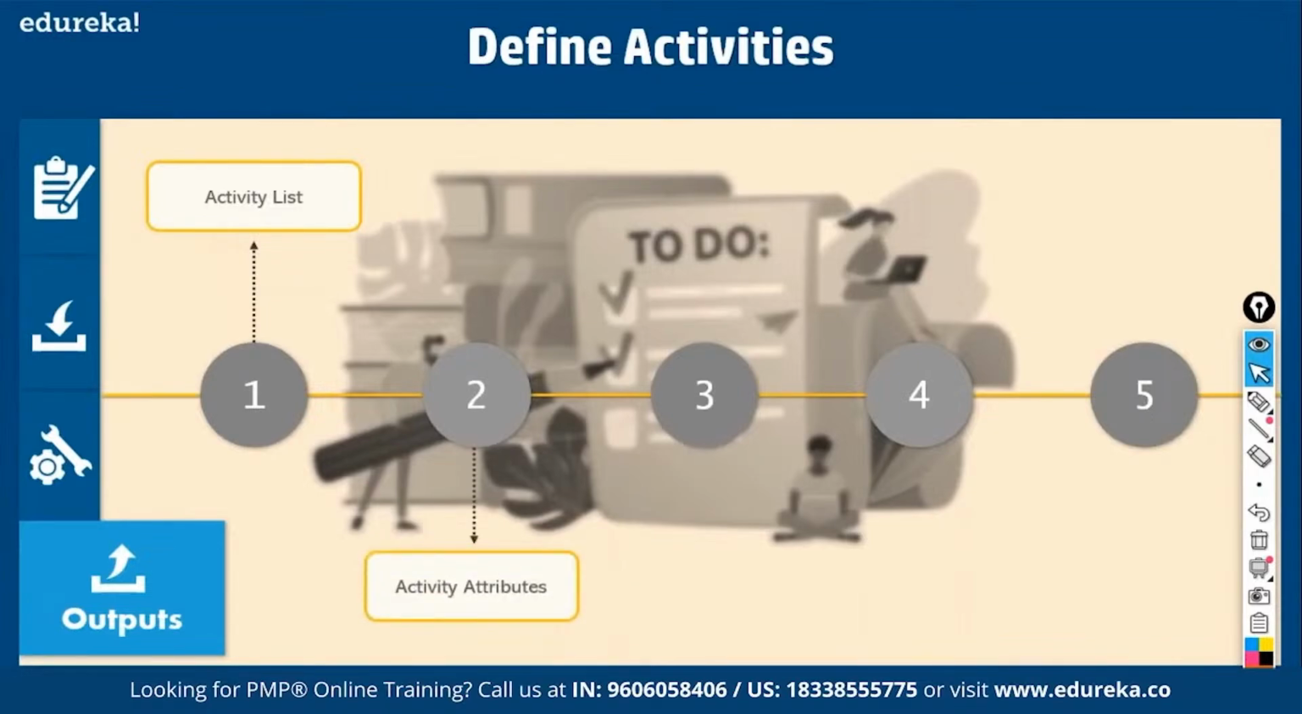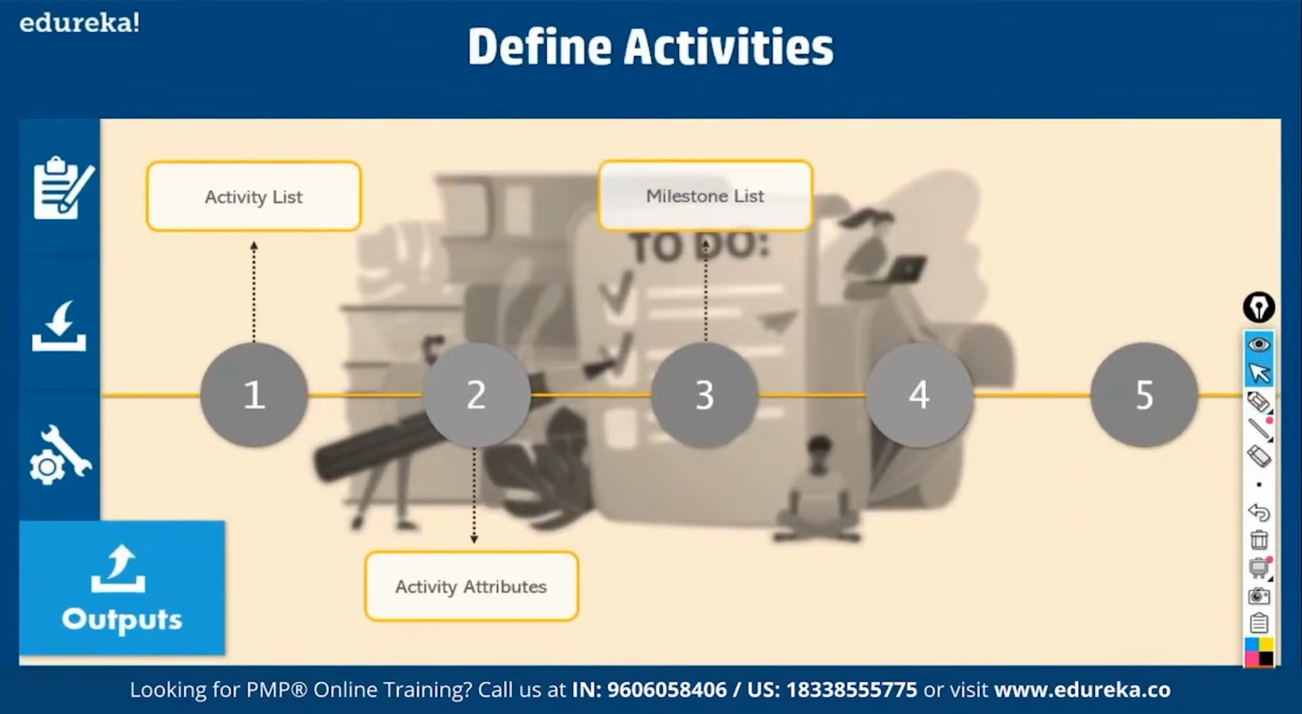Then activity attributes. What are the activity attributes? These activities have a particular set of features. Who should do it? How long it should take? Durations. What are the costs for these activities, right? In what sequence it should be done? Which activities come first? Which should come next? All these are called activity attributes.